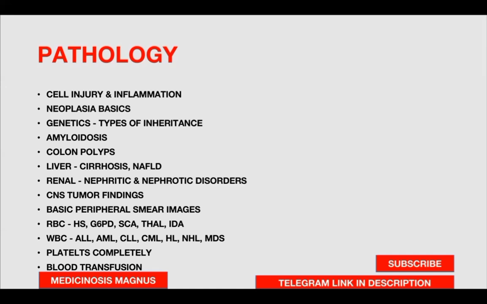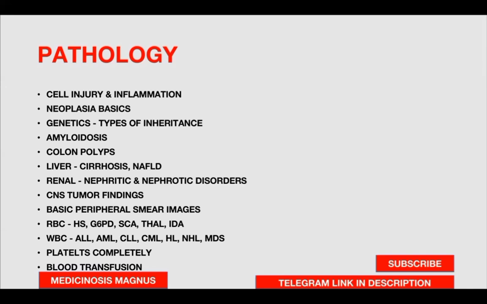In RBC disorders, hereditary spherocytosis, G6PD disorder, sickle cell anemia, thalassemia, and iron deficiency anemia. WBC, all the leukemia and lymphoma and myelodysplastic syndromes. The hematology, everything is important. That's why I've mentioned all the leukemias and lymphomas.